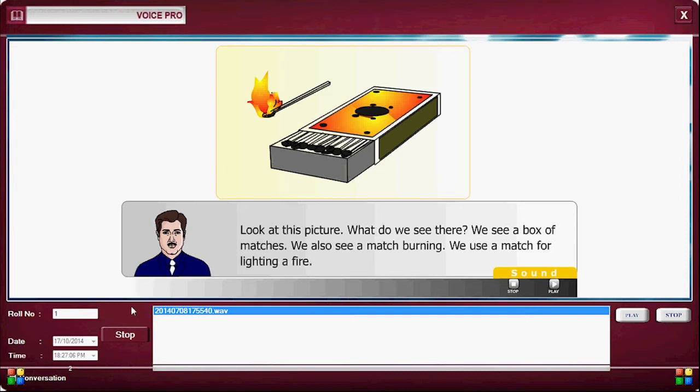Record. Look at this picture. What do we see there? We see a box of matches. We also see a match burning. We use a match for lighting a fire.